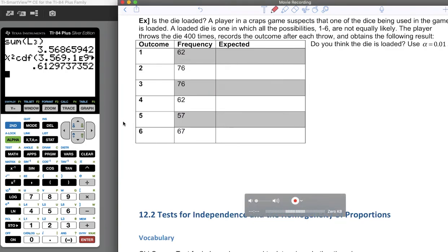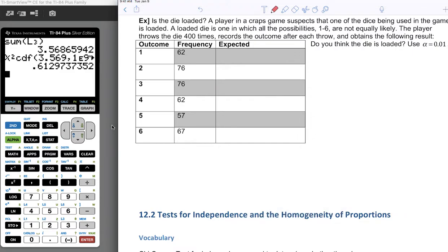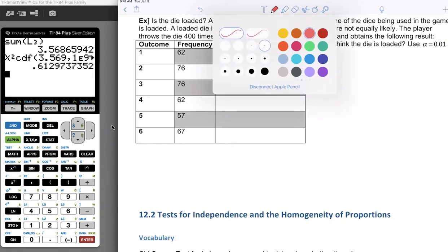A player in a craps game suspects that one of the dice being used in the game is loaded. A loaded die is one in which all the possibilities, 1 through 6, are not equally likely. The player throws the die 400 times, records the outcome after each throw, and obtains the following result. Do you think the die is loaded? Use alpha equals 0.01. So in this example, the total was already given to us.